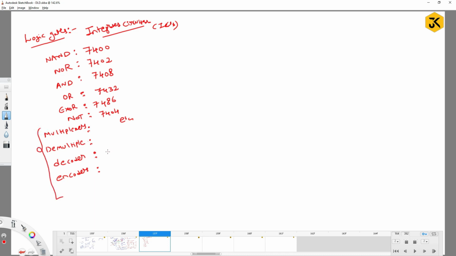Among those, if you take the decoder, the IC name is 74X138. 74X138 is an IC meant to define the decoder. Similarly, for an encoder, there is an IC called 74X148, which is already given by the developers. If you want to implement the encoder feature, we can simply use that IC and get our requirements.